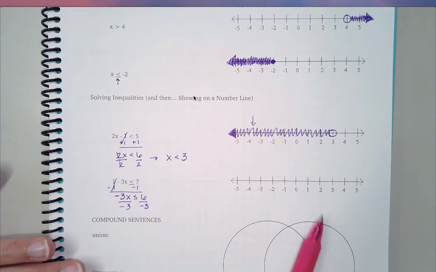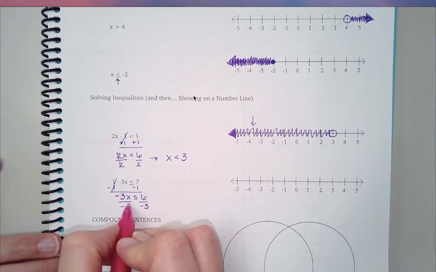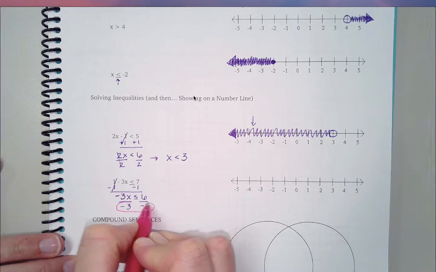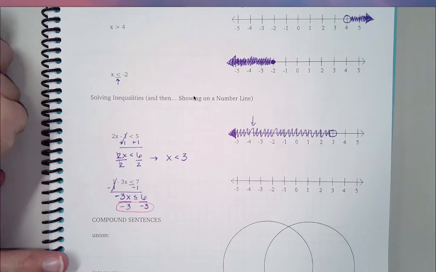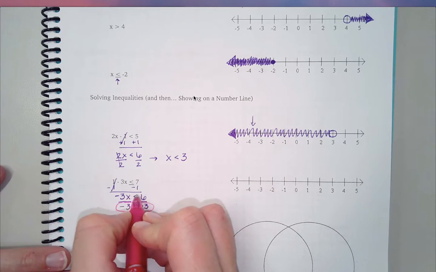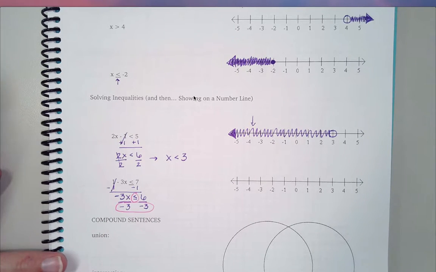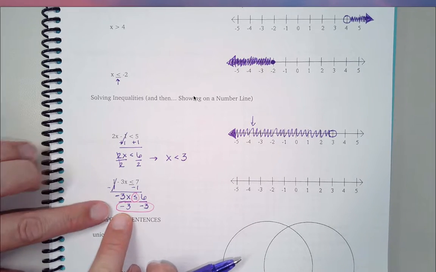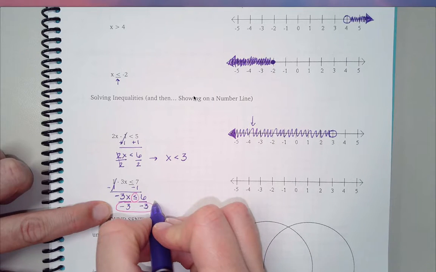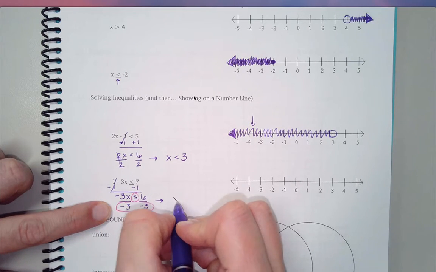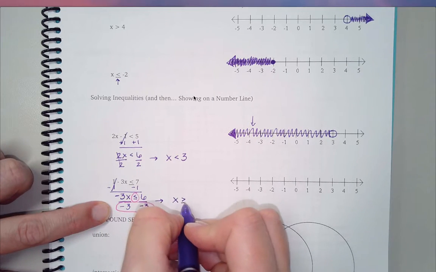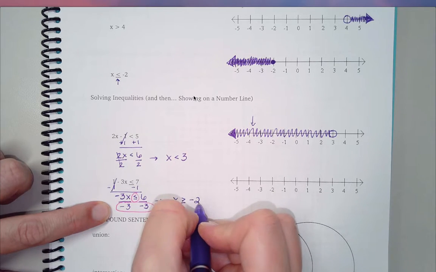To compensate for that, whenever you divide by a negative number, okay, your inequality sign has to flip. Okay, so when this number here that you're dividing by is negative, what's going to happen is your inequality is going to change directions, and this will now become a greater than or equal to negative 2.